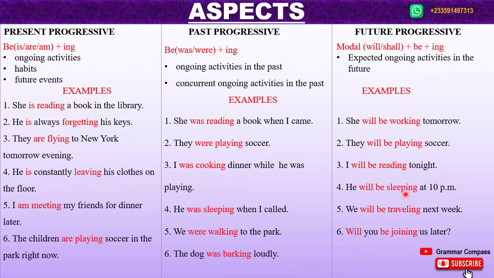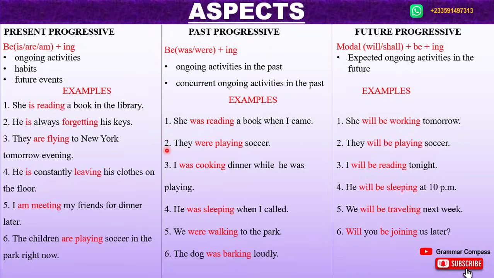He will be sleeping at 10 p.m. We will be traveling next week. Will you be joining us later? You can make negative sentences as well. You can say, she will not be working tomorrow. It is still future progressive. This is the progressive aspect. It shows that actions are ongoing or are in progress. We have the present progressive, past progressive, and the future progressive.